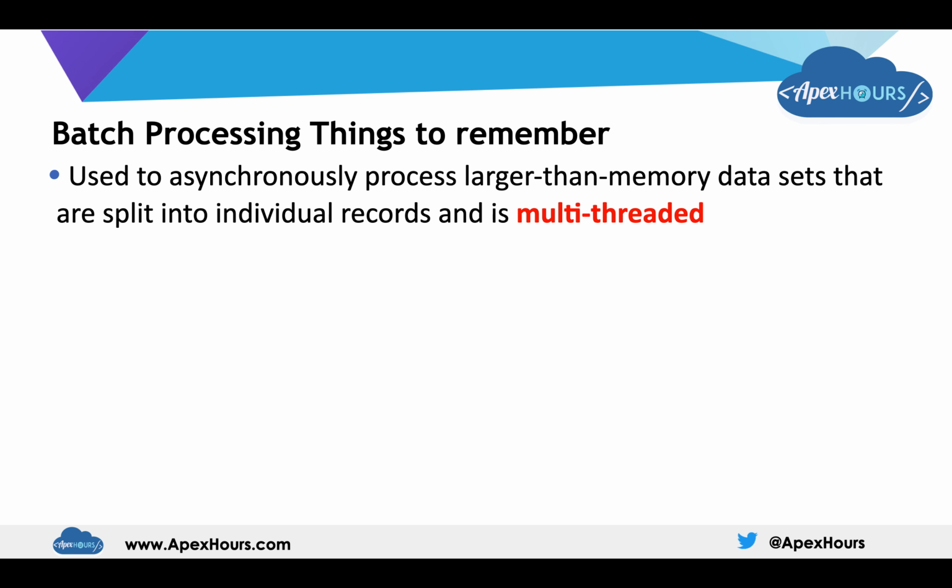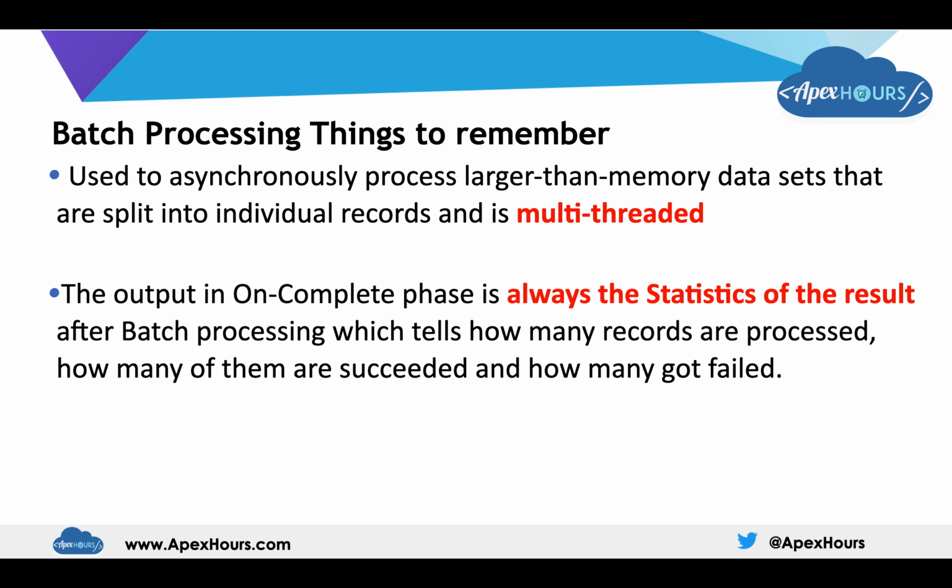So again, things to remember for batch processing: these are used to asynchronously process larger than memory data sets that are split into individual records, and it is multi-threaded, which means it is just like a parallel for each, which will run individually. Any error that occurs doesn't matter, it will process all the records. And this is really important from a certification point of view.